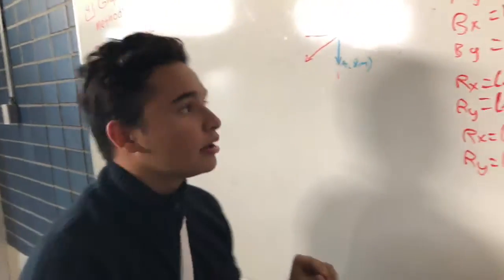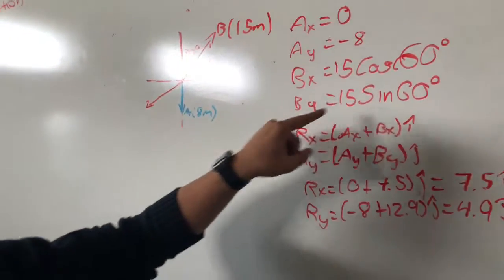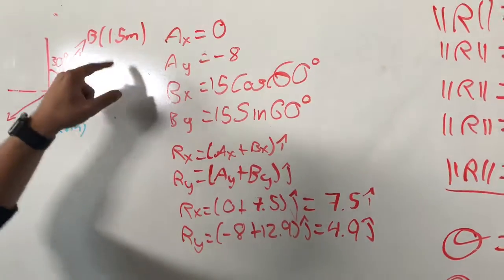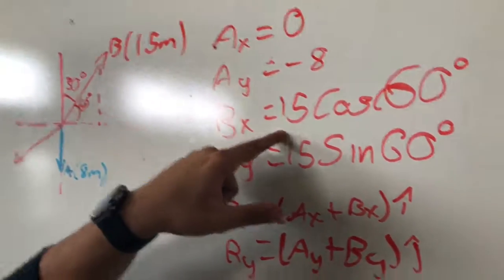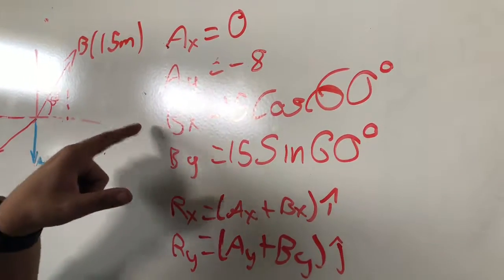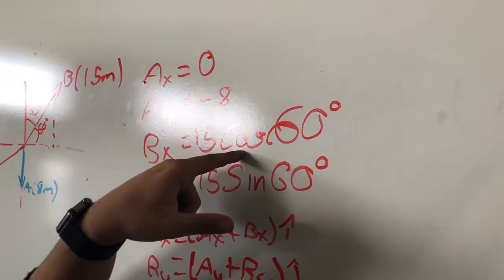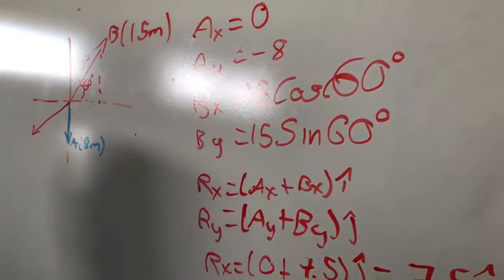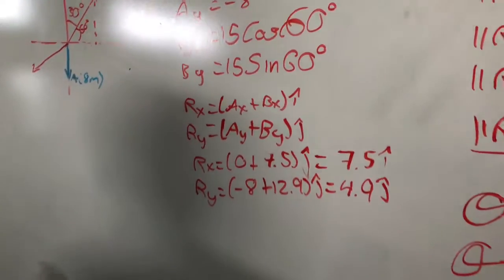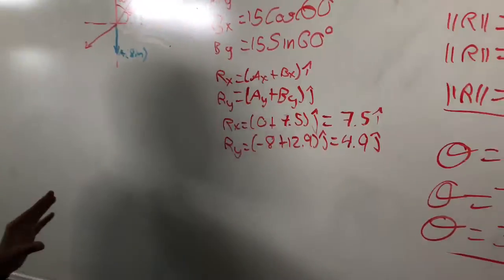trigonometrical rules. For example, for x, you know that you use cosine. So you use the value here, 15 cosine of 60 to get Bx. To get By, you use sine instead of cosine. Now, we are going to get the resultant. The resultant is the combination of values of the vectors.